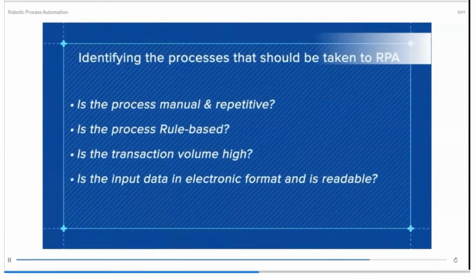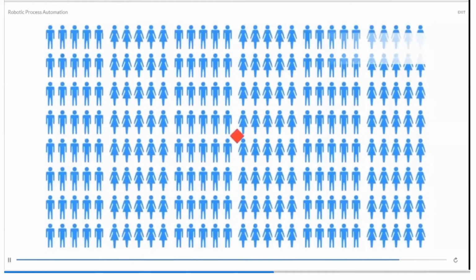So first we have to identify what are all the processes that should be taken to RPA, right? Not all processes can be done by RPA. It has to satisfy the major criteria. First one: is the process manual and repetitive? Yes, then it can be done by RPA. Is the process rule based? Is the transaction volume high? Is the input data in electronic format? And if it is readable, then we can go with the RPA process, right? So it has to satisfy all of this, then only we can go with RPA.